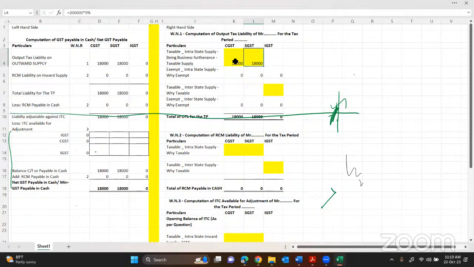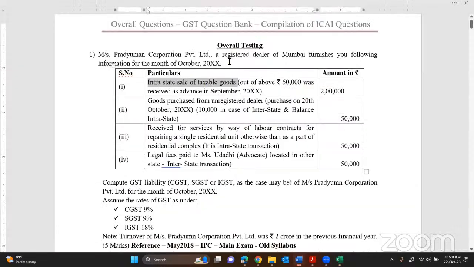So it's going to be 2 lakh into 9% for both CGST and SGST. Next. So we have completed the first adjustment. Second one, goods purchased from unregistered dealer, 10,000 in case of intra and balance in case of inter, does not matter. This is a purchase detail, whereas the previous one was a sales detail.